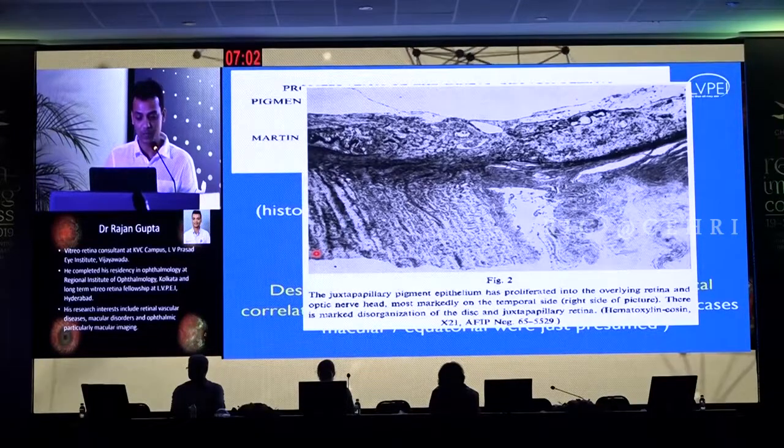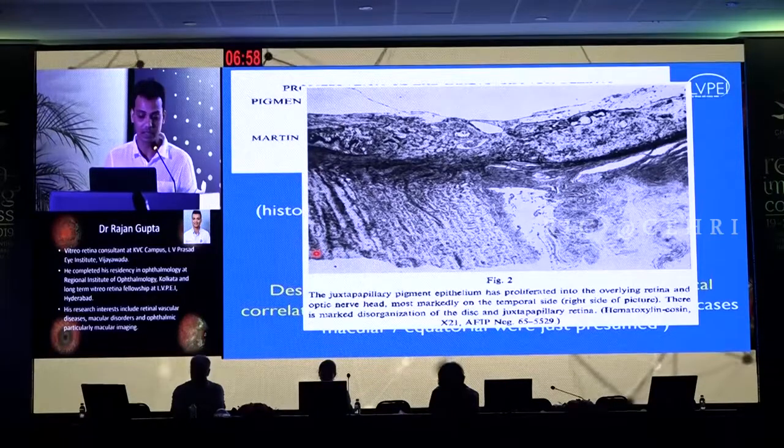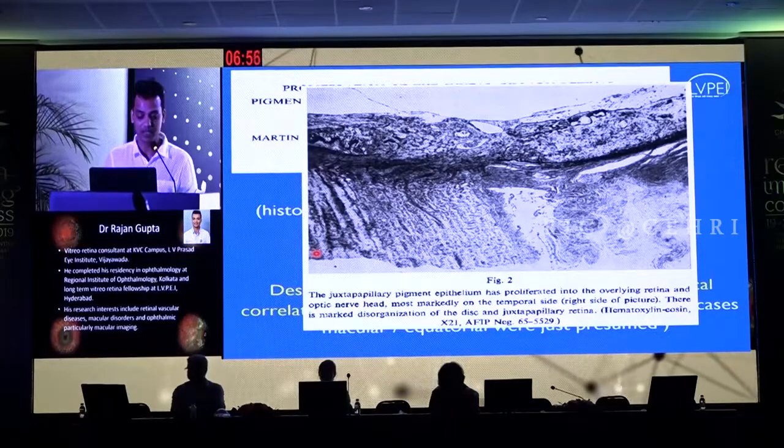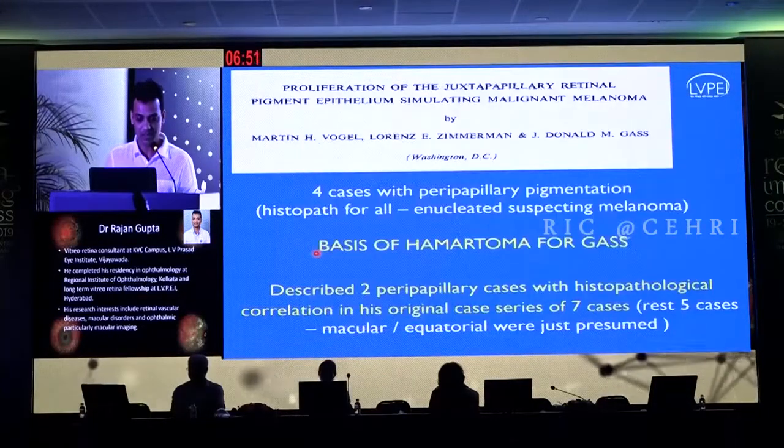What they found in the histopathology was a massive disorganization of the retina, where none of the retinal layers were discernible, and the proliferation of retinal pigment epithelium throughout the retinal layers. This work by Vogel et al.